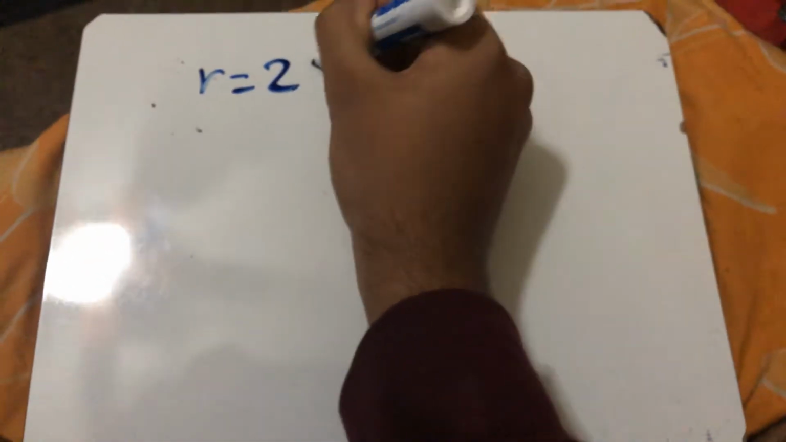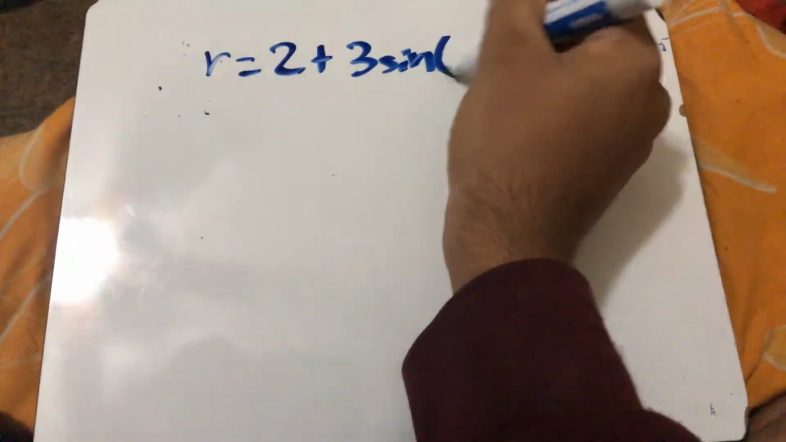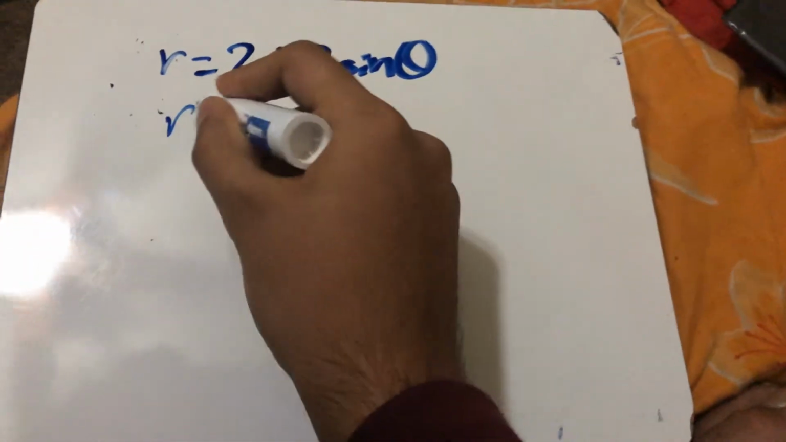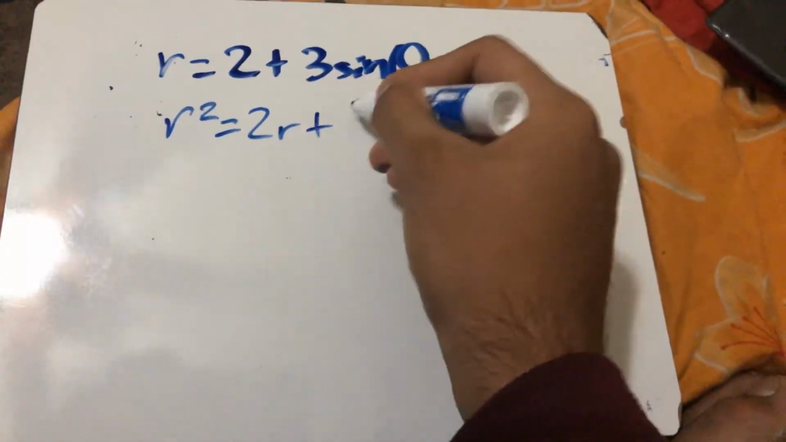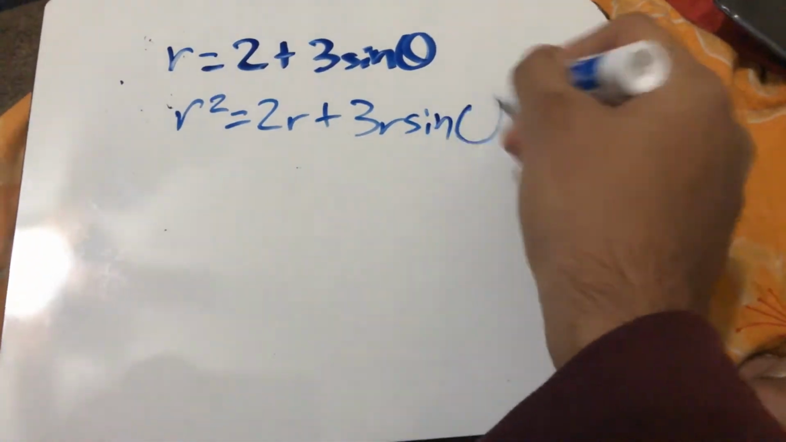So that was number 58. Now let's look at number 59 real quick. r equals 2 plus 3 sine theta. Very similar to number 39 that we were doing earlier. Same idea. r squared equals 2r plus 3r sine theta.